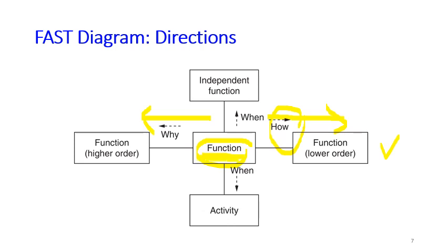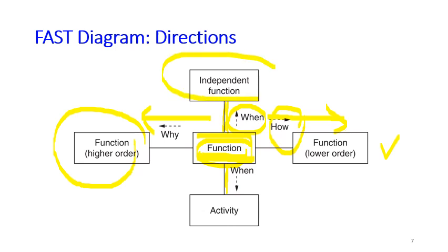So why we're doing this function in the center here, the answer is here, the one on the left. And then for the independent function or the supporting function, also for the activity, the relationship can be described with when. It means that when this function occurs, what kind of supporting function occurs at the same time? What kind of method do we use to perform that function?